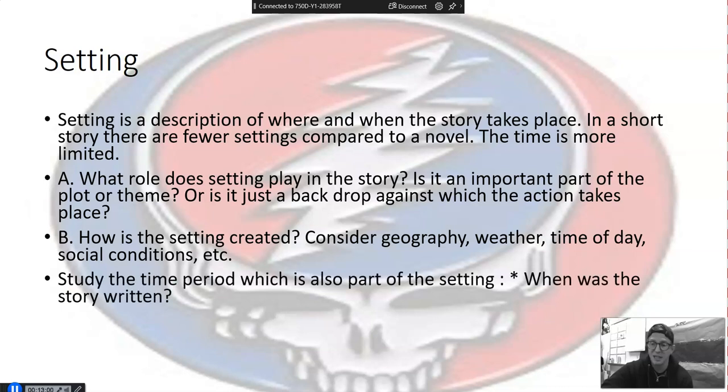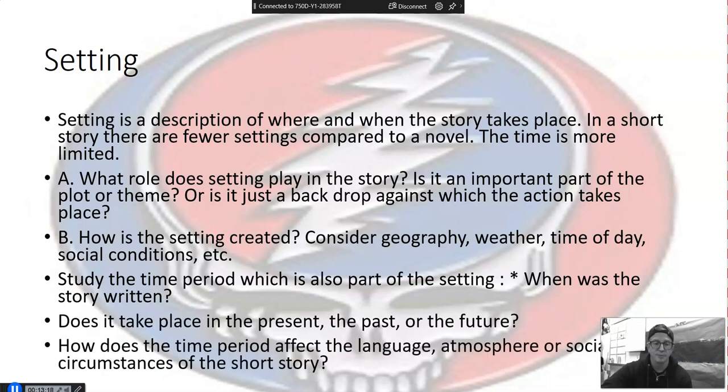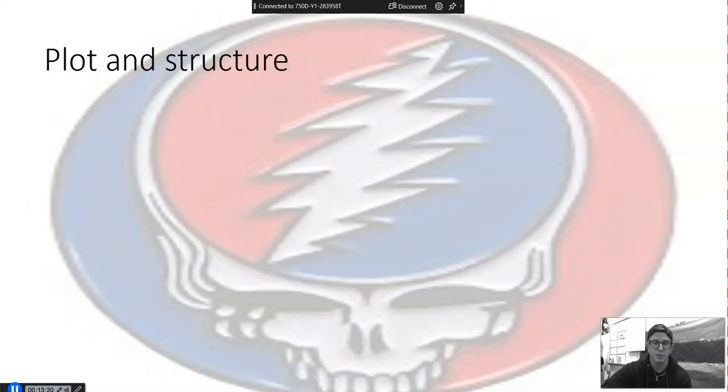And we'll see setting really affects one of the other stories that we read, Hills Like White Elephants. It's very important to that. But at the same time, when we read Sea Change in a little while, the setting is not important. Okay? All right. You can look through some of these yourself.